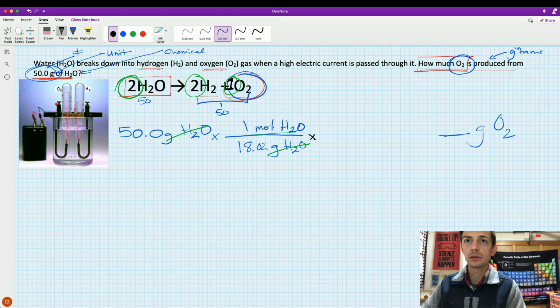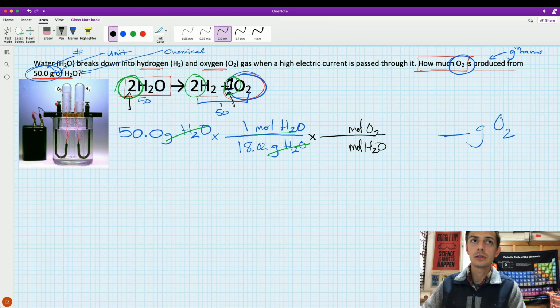Well, first I'm going to look at the equation. I look to see how many moles of water are required compared to the moles of oxygen that are produced. And then I use that molar ratio to convert. So first, I got moles of water down here. I'm going to definitely put that on the bottom so that I can cross-cancel those. And I'm trying to get to moles of oxygen, so I'll put that on the top.